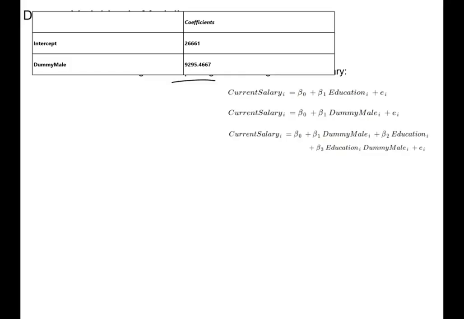So I pull this into the slide so that I can write this out. This was the model that we just estimated, right? We've got current salary, and I'm going to write out the estimated equation. Current salary. What was my estimate of beta naught? That was my intercept coefficient, 26,661. Was it statistically significant? Go back and check. It was statistically significant.